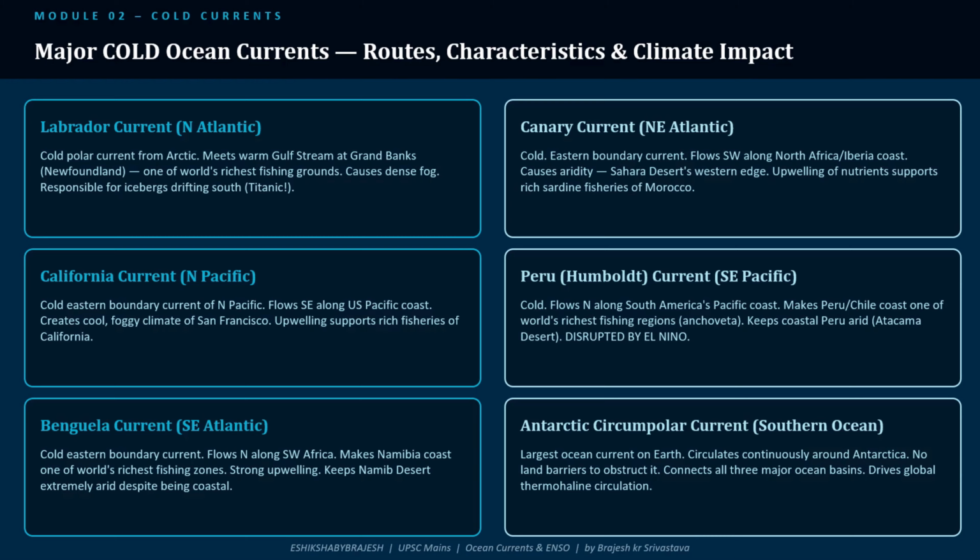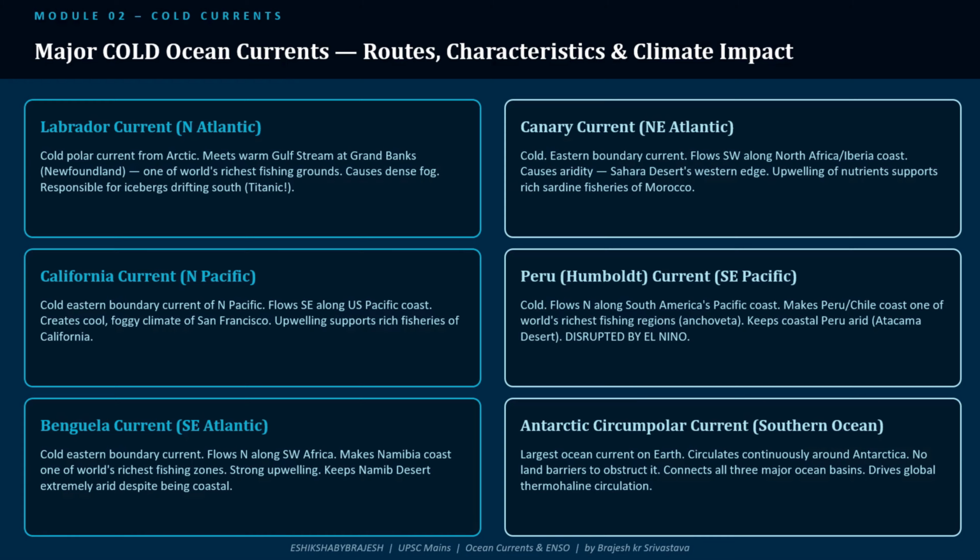The Peru Current, also called the Humboldt Current, is one of the most important ocean currents on Earth from a human perspective. It flows northward along South America's Pacific coast: Chile, Peru, Ecuador. The upwelling it drives makes the coastal waters of Peru one of the richest fishing zones in the world. Historically, Peru was the world's largest fishing nation by volume, primarily harvesting anchoveta anchovies.